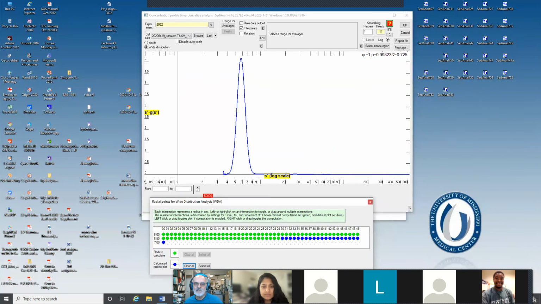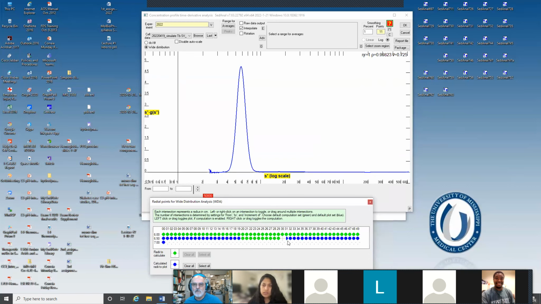I'm actually analyzing data pretty late in the run. I could actually analyze data earlier in the run, and the boundary would be a little bit broader if I get rid of these data points. And you can see that the boundary actually spreads a little bit. Okay. And so this is one of the ways that I could analyze data like this. And the area under this curve gives me information about concentration because it's absorbance. The peak position gives me information about the S value of the sample.